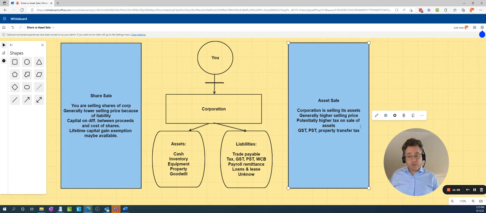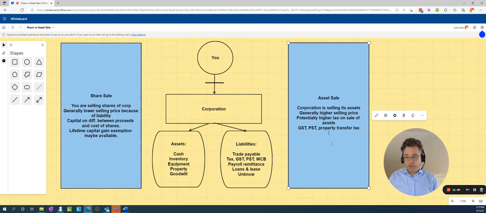Then maybe this is not so much of a point, because you would have maybe on your printers and computers a little bit of GST, PST, but the goodwill would be exempt for most of those. So that's one thing to factor in. The other factors we're looking at, I'll go back on this side here.